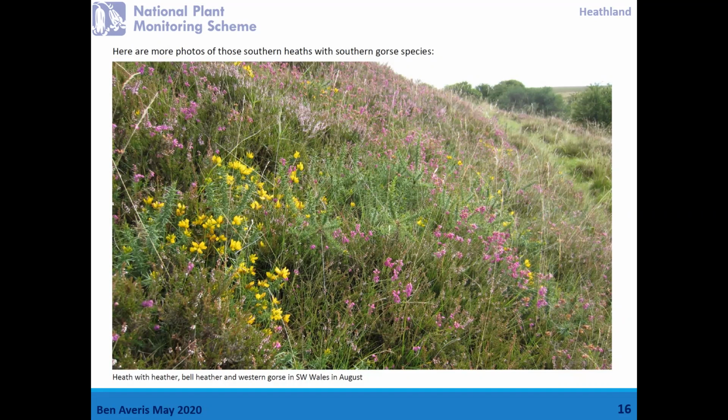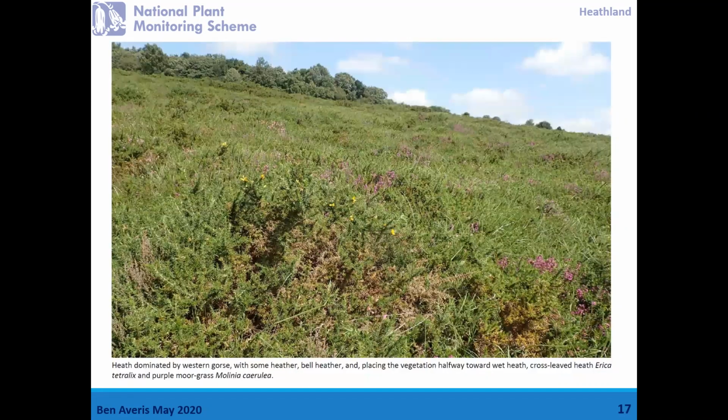So this is a beautiful one of this sort of mixed yellow and pinky purple, more kind of southern heath with western gorse. The next page has some kind of similarity in that we've got western gorse. In fact, there's an awful lot of western gorse there. It's quite way off its optimum flowering time. As you can see, it's hardly any flowers. But there is some heather and bell heather tucked away there. You can see flowers of bell heather. There's also cross-leaved heath. You can see the paler colours of that.